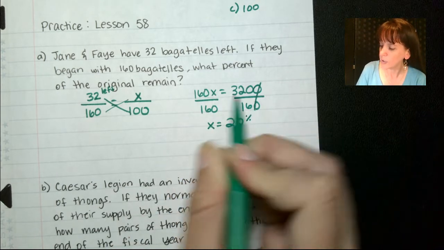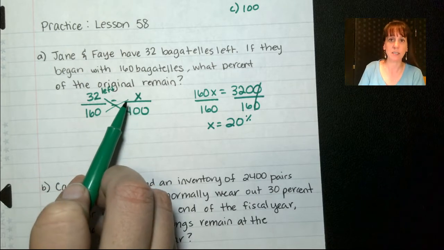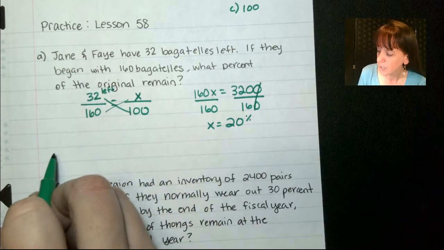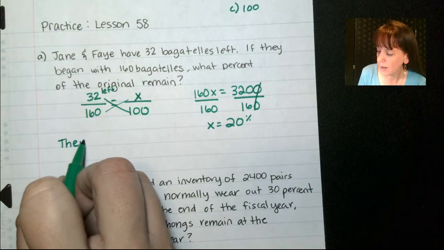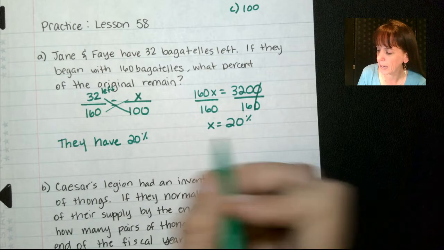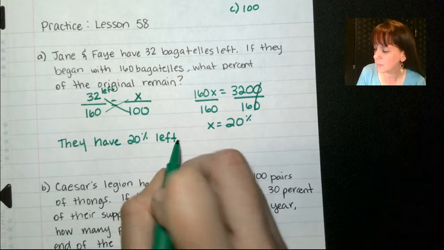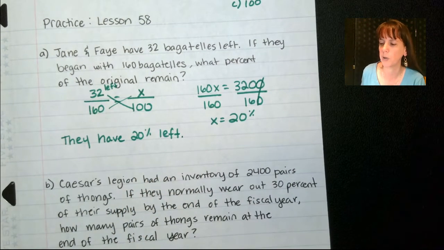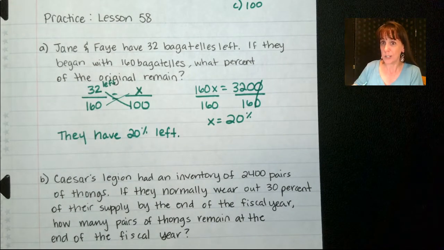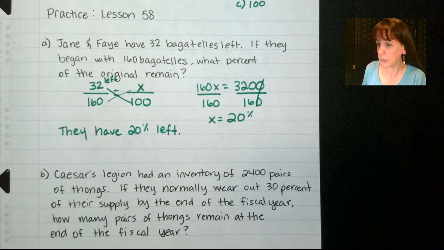So we look and we see, okay, it's 20% because it's going to be above our 100, and it was left. So they have 20% of the bagatelles left. I'm saving time by not writing a totally complete sentence, but really practice writing your complete sentence where you restate the question as a sentence, please and thank you.